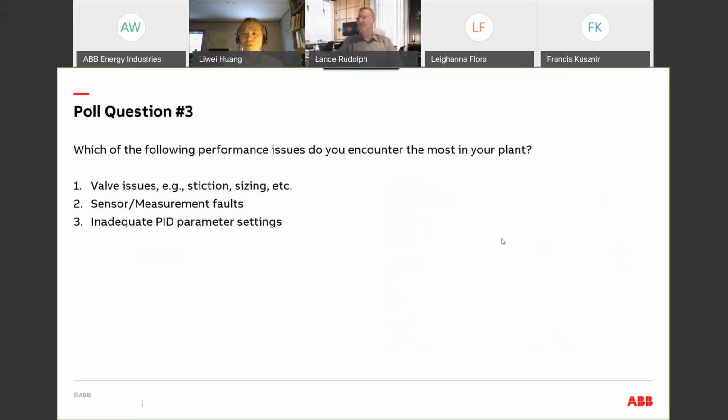Okay, so looks like most people, 50% of people, think that it's the PID tuning issue, and there are 1/3 of people thinking that it's sensor measurement issue. So just keep this in mind as we go through the solution.